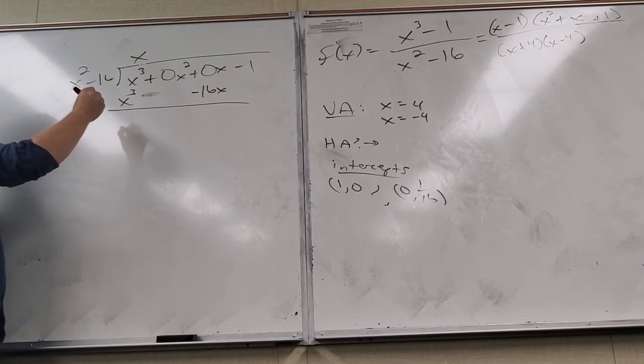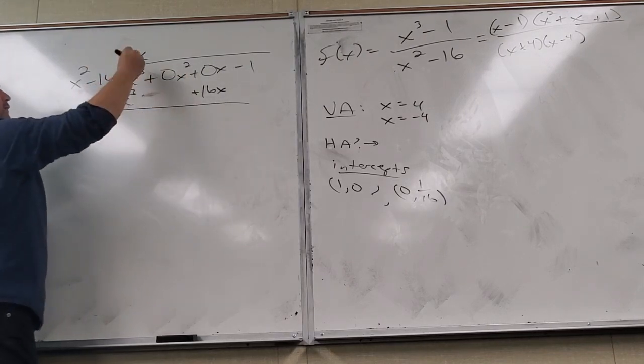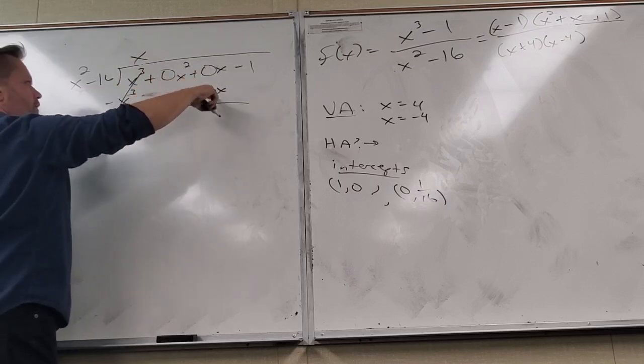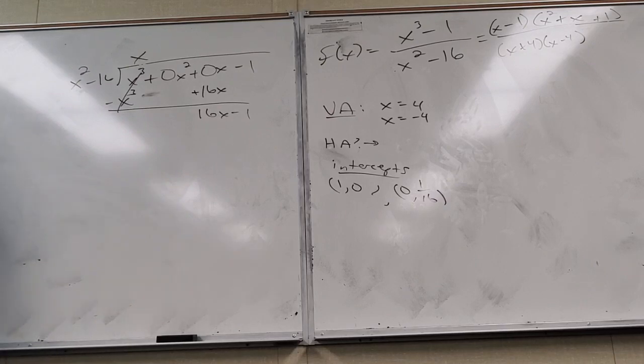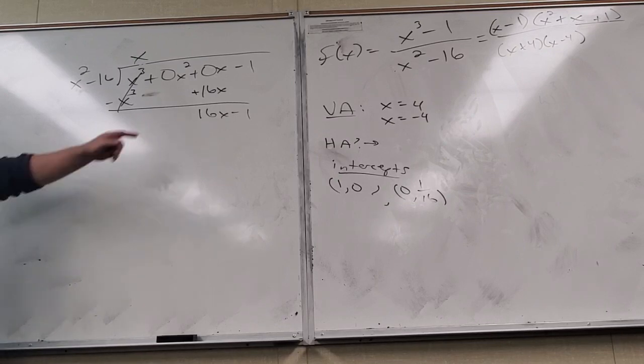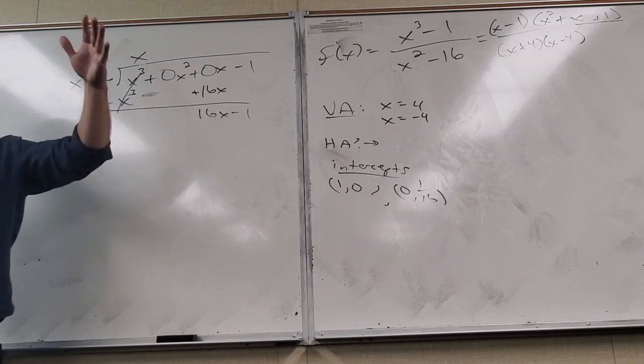And then I change the signs, or subtract. So these cancel. I got no x squares. This is 16x minus 1. How do I know I'm done dividing? I still have to write the remainder, but I'm done because x squared is a higher degree than x.